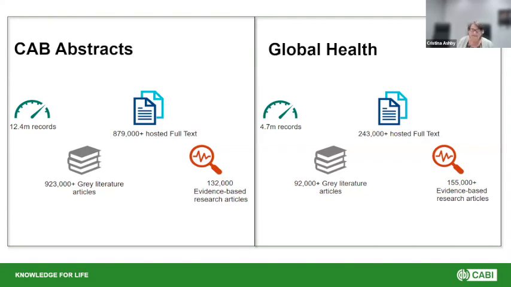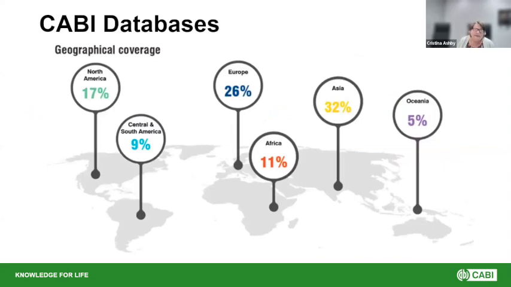And Global Health is smaller. It's now close to around 5 million records. There is also hosted full text, over 243,000 items, grey literature, 92,000 items, and evidence-based research articles, over 155,000 articles. And the geographic coverage of the database as a whole ranges from North America at 17%, Central and South America, I should say, 9%, Europe, 26%, Africa, 11%, Asia, 33%, and Australia and New Zealand at 5%.